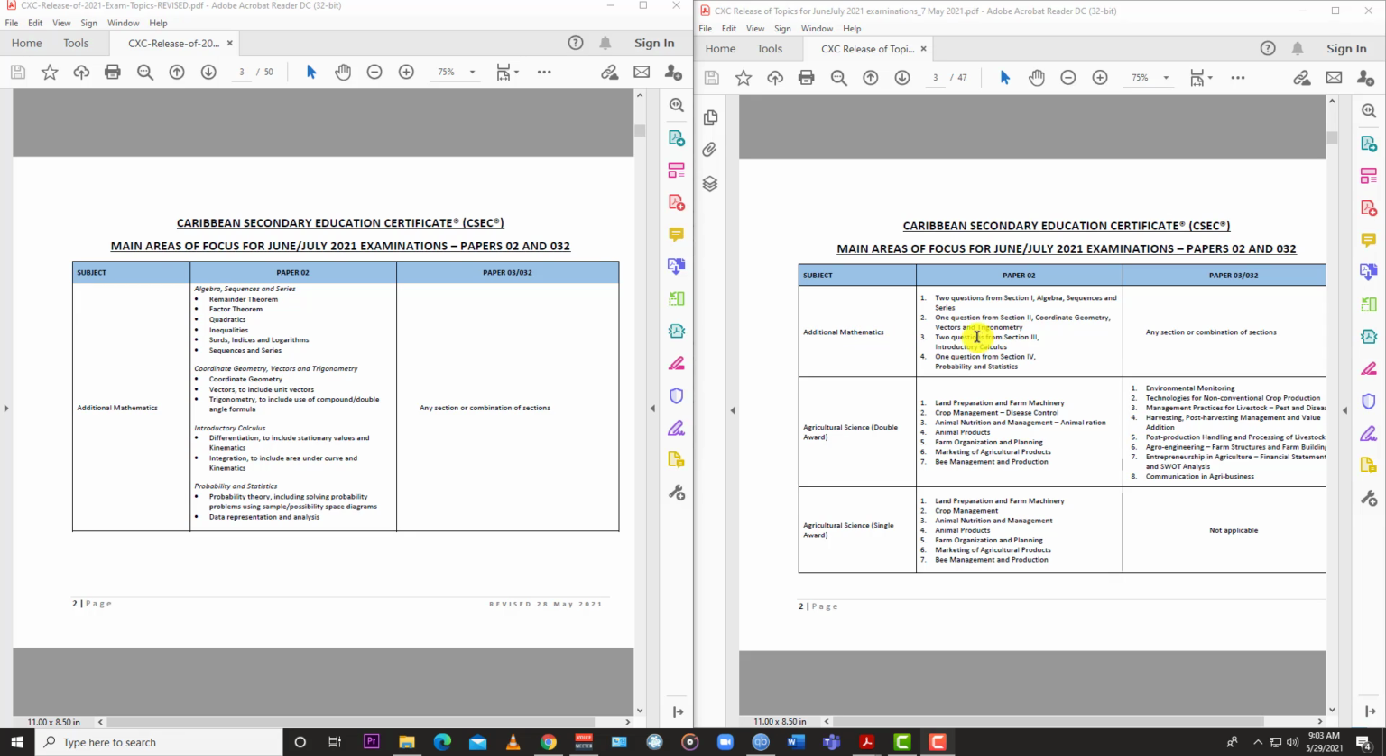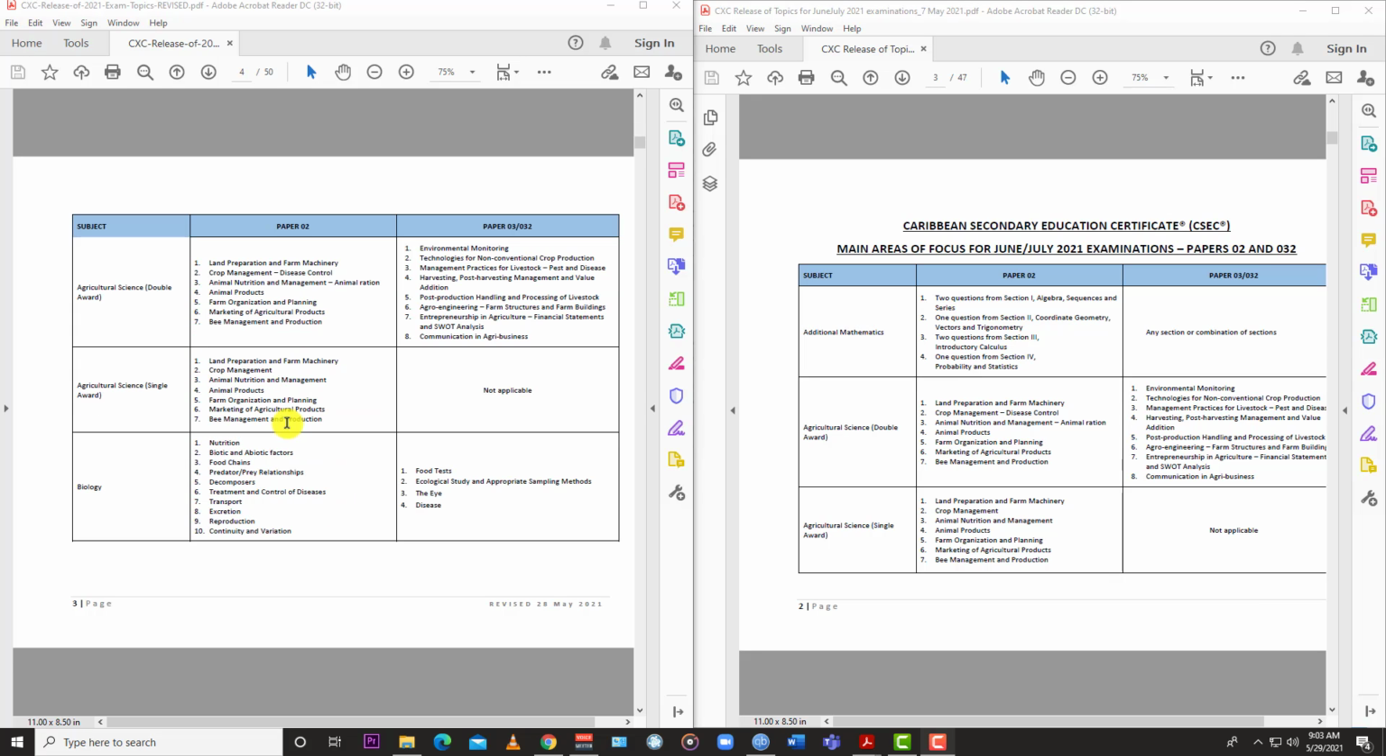Same thing for number 2. 1 question from section 2, coordinates, geometry, vectors, and trigonometry. And over here now they break it down: coordinates, geometry, trigonometry, to include the use of compound and double angle formula. So yeah, they actually broke down the math areas a little bit more.